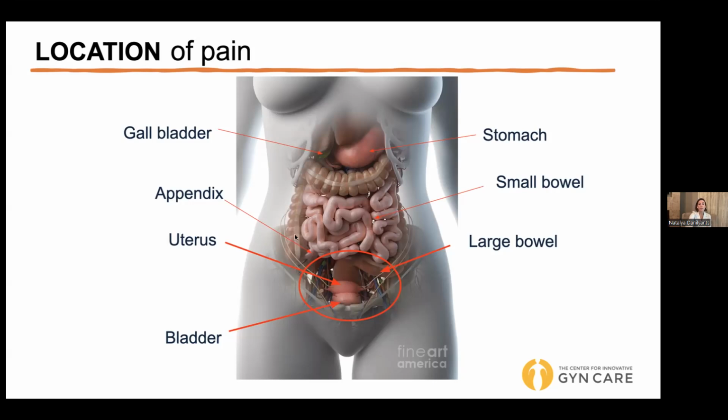Then you have your appendix, all right? And then the uterus is way down here. So again, if you're having pain in your upper or mid-abdomen, unless your uterus is enlarged, it's probably not going to be of uterine cause. And then the bladder sits right in front of the uterus. And again, the large intestine ends in the rectum, and it's all down in the lower pelvis.